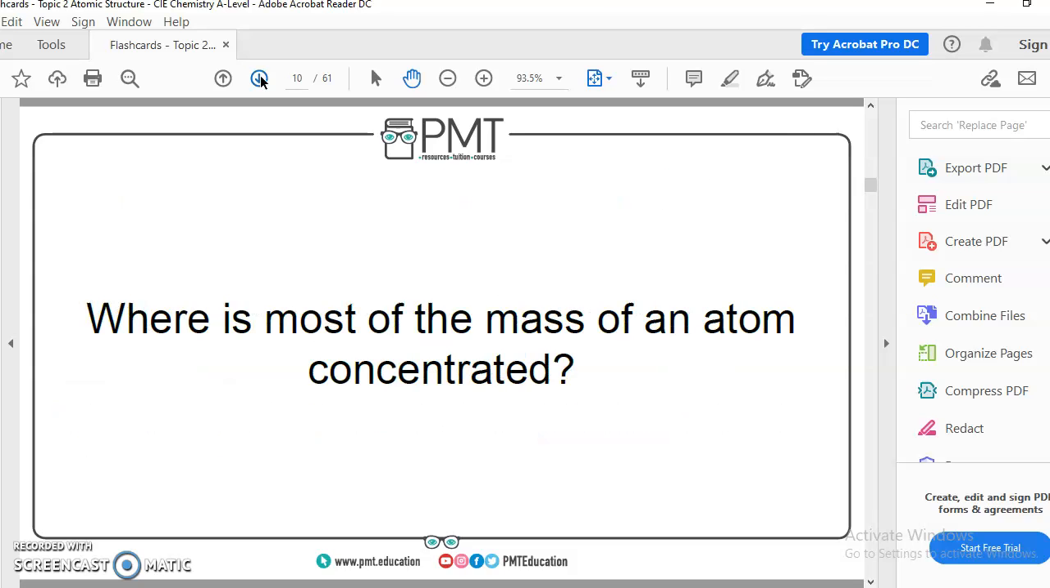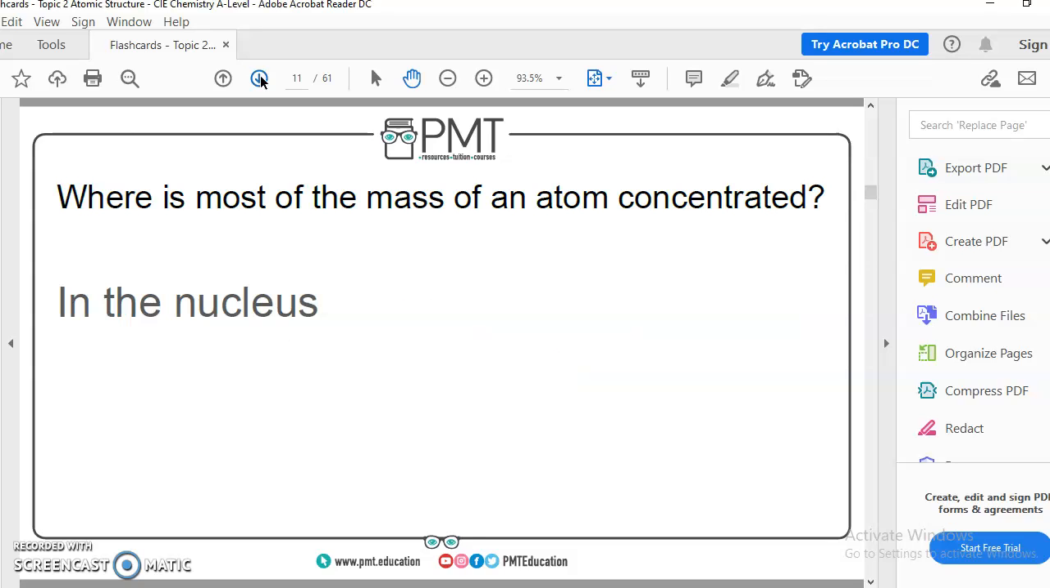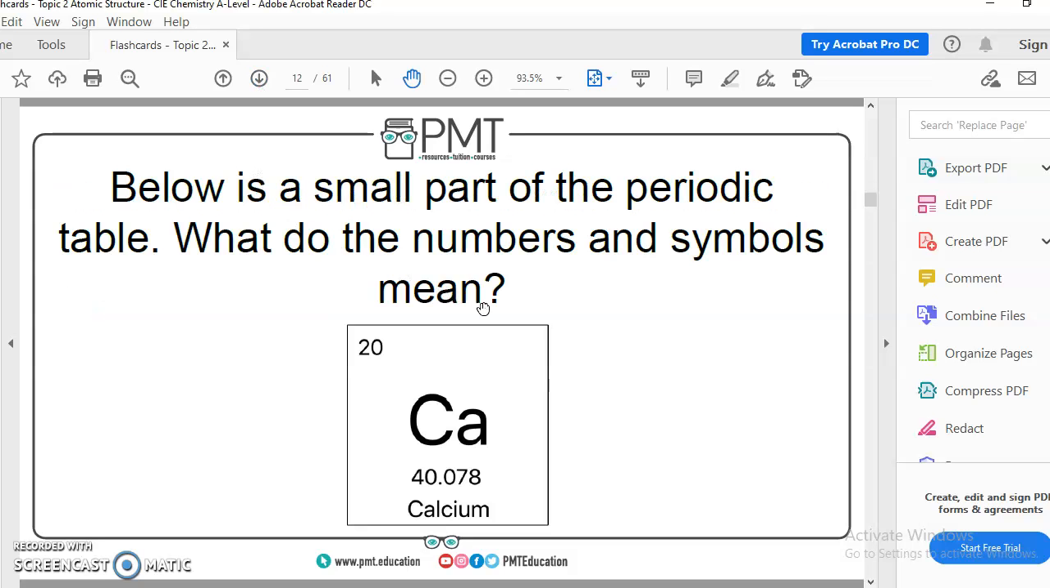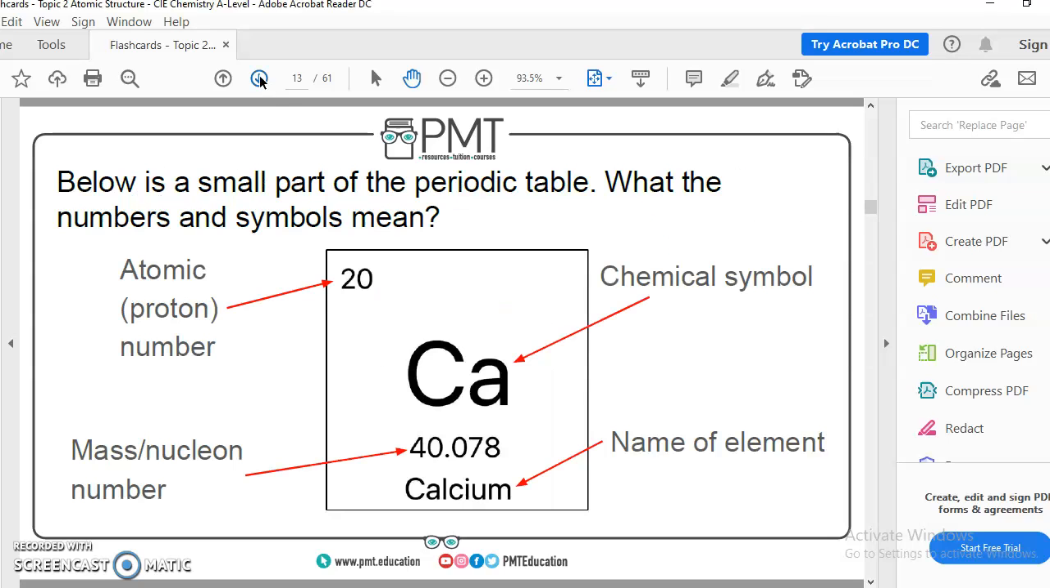Now, where is most of the mass of an atom concentrated? Most of the atomic mass is concentrated in the nucleus. If you check the periodic table, calcium's atomic number or proton number is 20 and its atomic mass is 40 point something. Before calculating its total number of electrons, protons and neutrons, do check: this shows the proton number, and this is the nucleon number or the mass number, and this is the name and this is the symbol for any element.